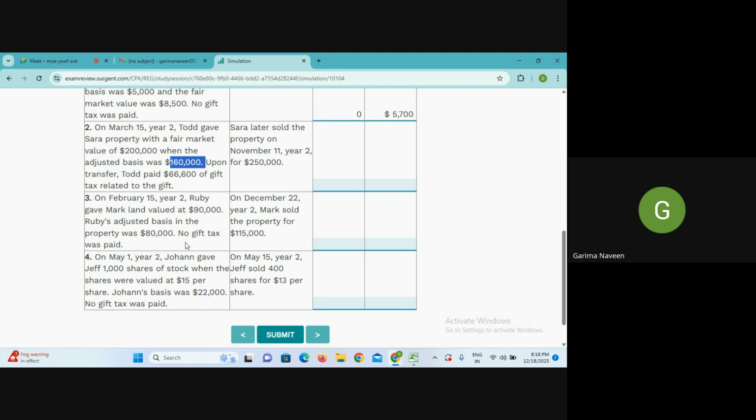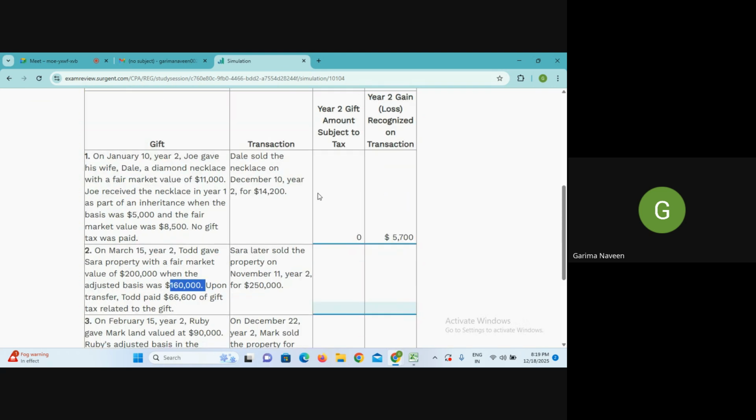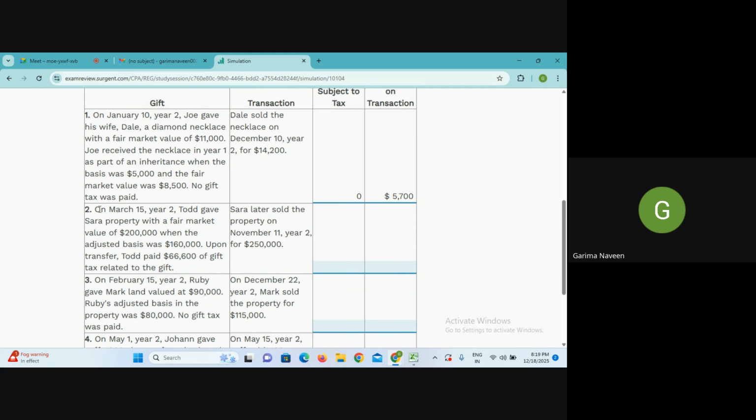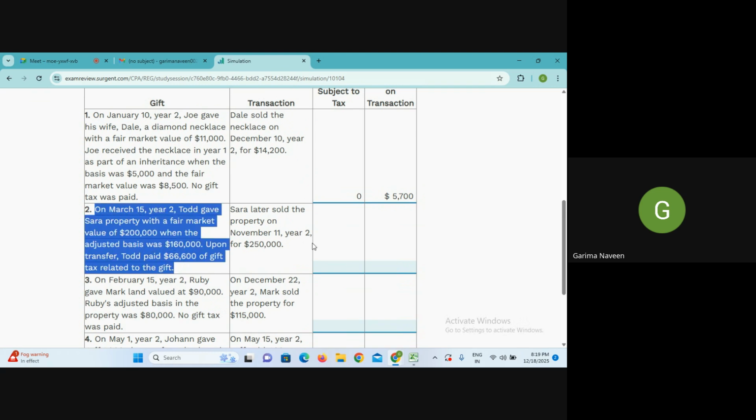So first you have to tell the amount that will be subject to taxes. So what do you think? Which amount will be subject to gift tax?